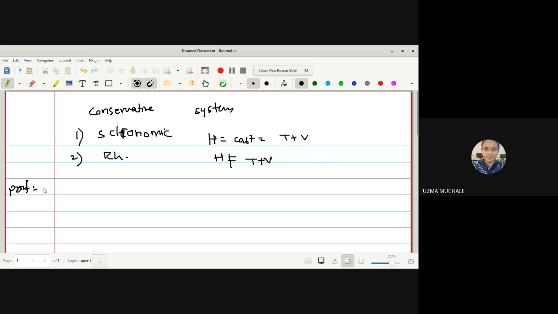As I told you, this was a question asked in the SET exam 2015. Now let us go for the first part.